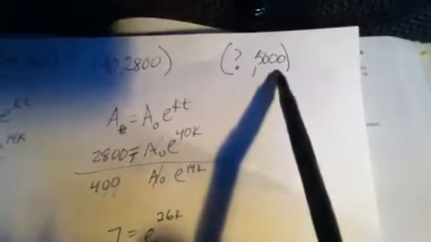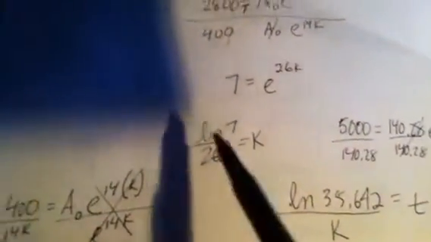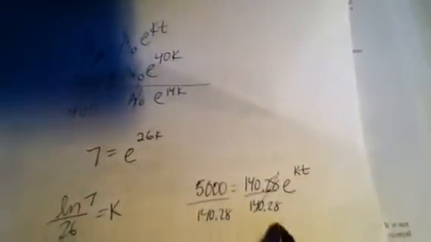Now I'm ready to go for this. I want to find the amount at time t, and that's t. So I put that over here, and then I put my starting amount that I just found over here, and then e to the, I already know what k is. Remember, k is ln 7 over 26, e to the kt.